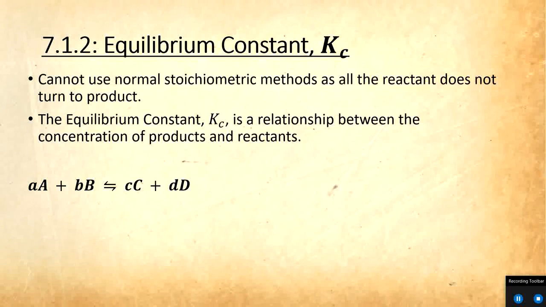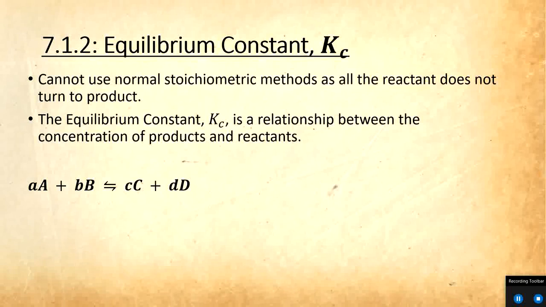Previously, when we did our stoichiometry, we would look at our reactants and we would know how much reactant we started with. Using the molar ratio, we could figure out how much product we should end with. But in the case of equilibrium, as the product is being formed, it starts reacting and going backwards, turning back into reactants. So we can't use traditional stoichiometry to figure out how much product we're going to form. That's where we come into a few special properties for equilibrium.